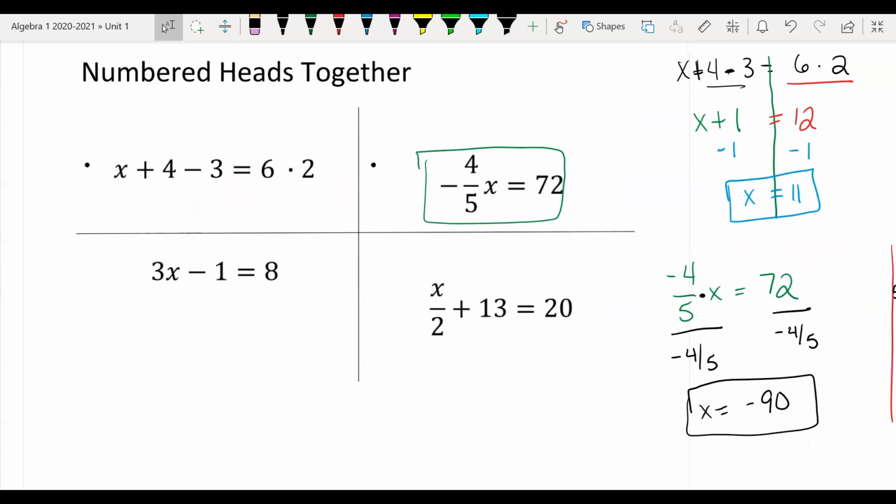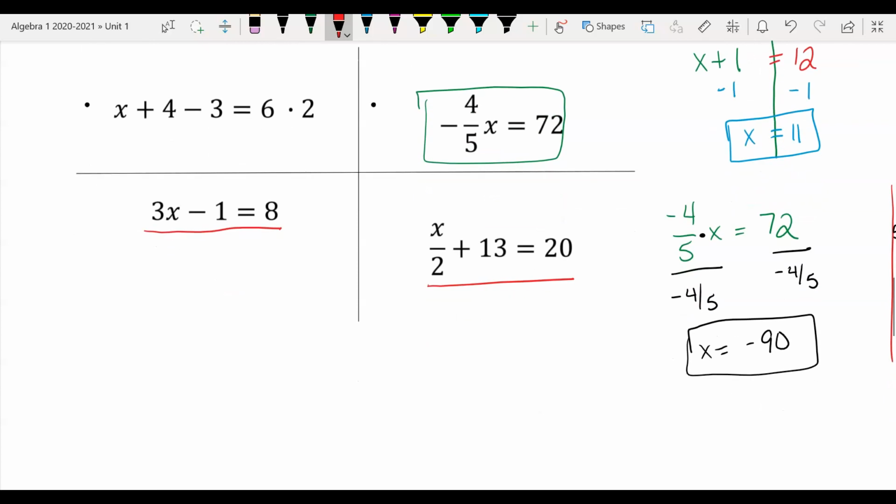Again, I want you to go ahead and try these next 2 problems. I want you to try this one and this one, the ones that are underlined in red. If you need to pause the video, you can. If it's on Edpuzzle, I will pause it for you so you can try and solve it.